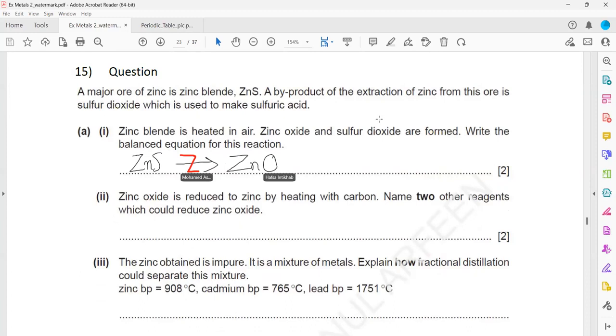Zinc blende plus oxygen gives zinc oxide plus sulfur dioxide, because it's roasted in air. And the equation must be balanced as well. One mark is for writing the equation, one mark is for the balancing. So we start balancing. You can memorize this because it is always a fixed 2, 3, 2, 2.